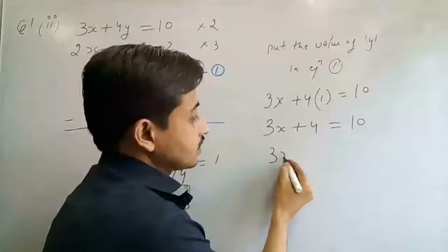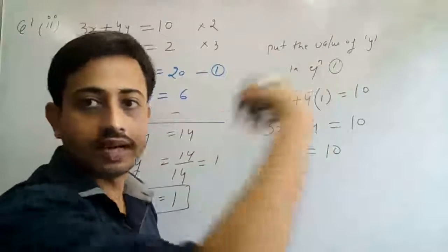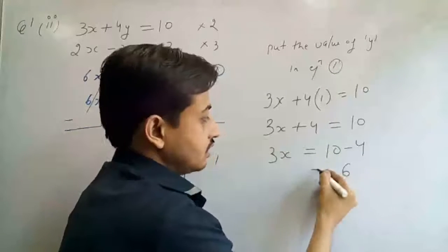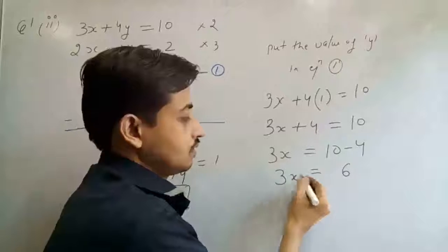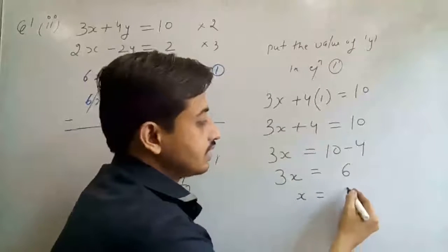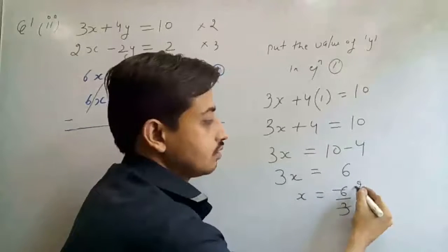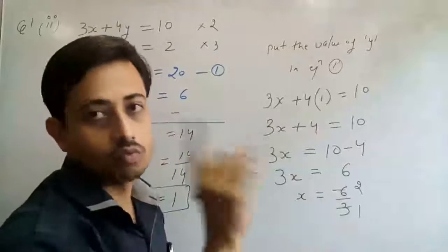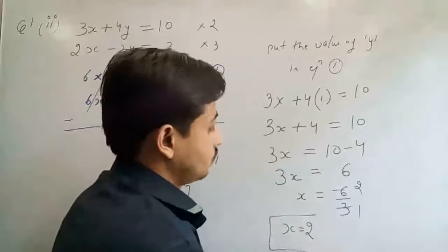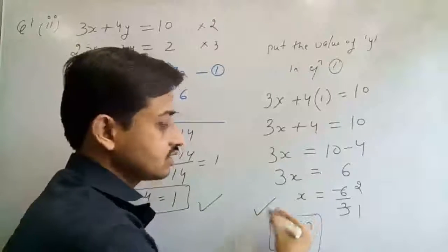So 3x is equal to 10, and I am going to take 4 on the right hand side. It becomes negative. 10 minus 4, we get 6 is equal to 3x. Now we have to take 3 on the right hand side. It goes to the denominator part. 3 1s are 3, 3 2s are 6. 2 by 1, we get 2. So what's the value of x? 2. So the value of y is 1 and the value of x is 2.